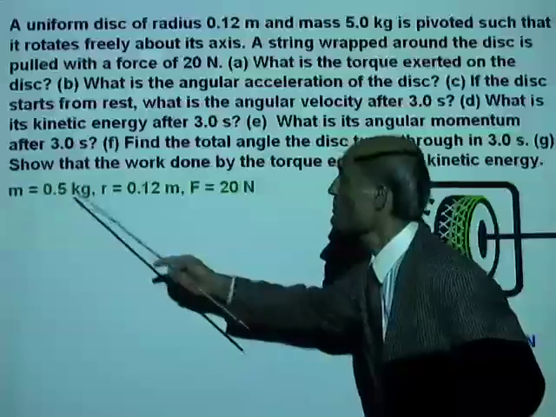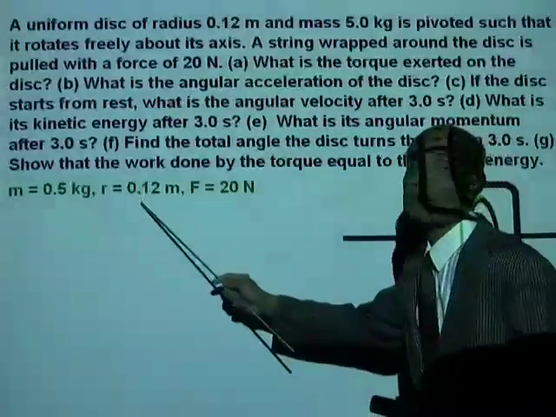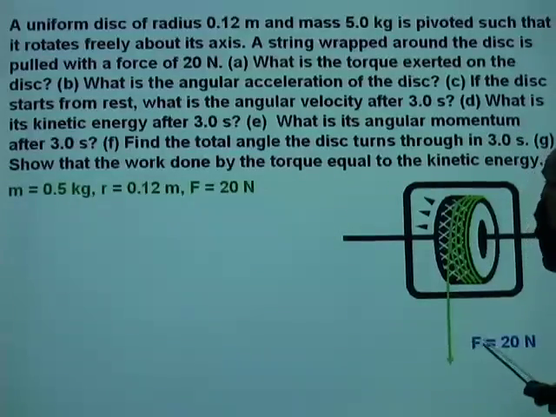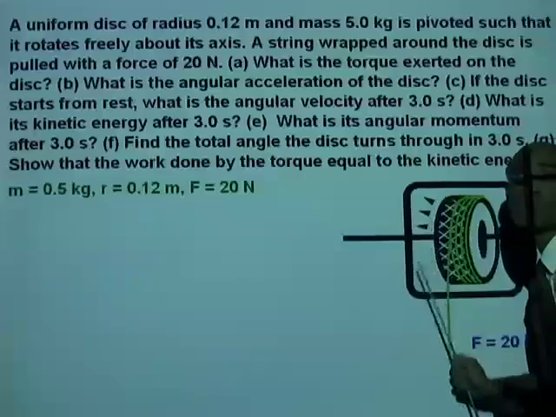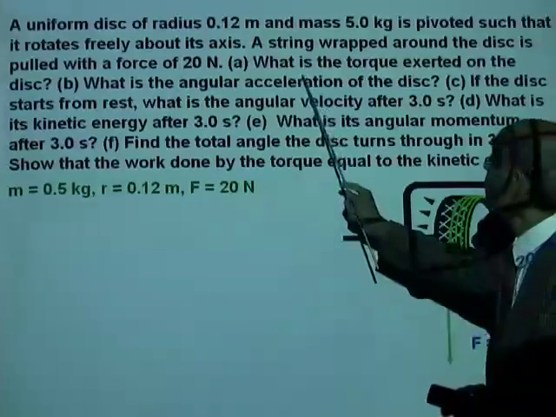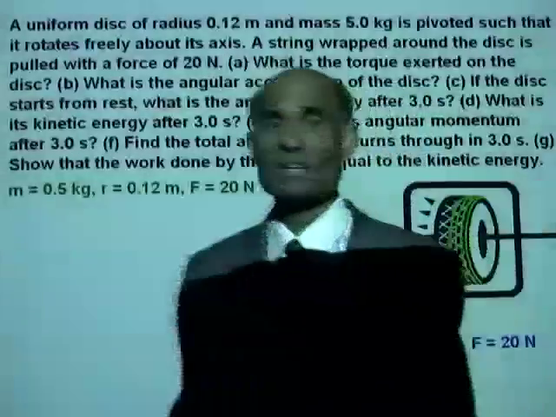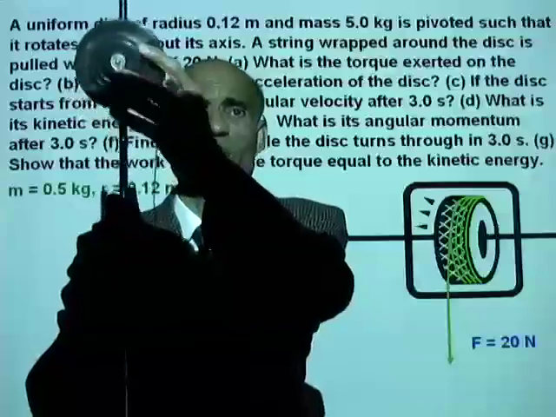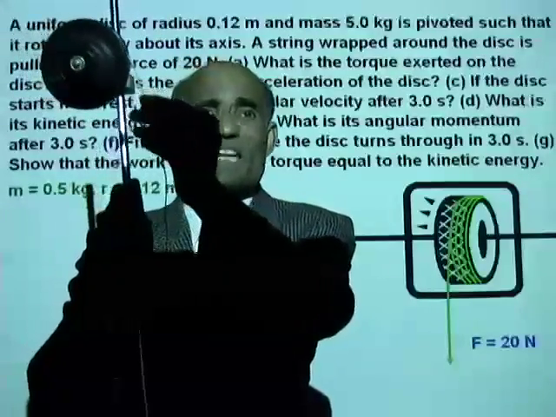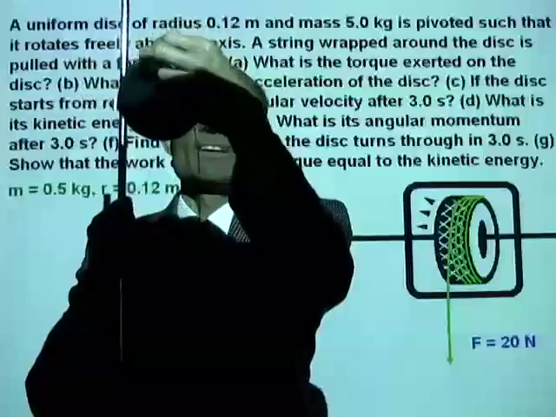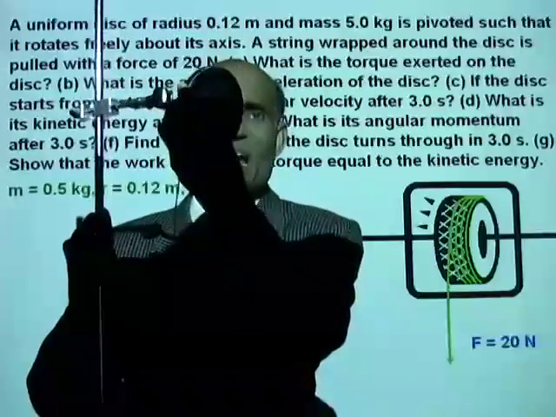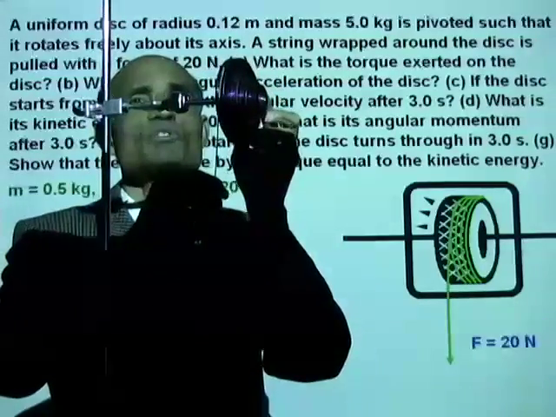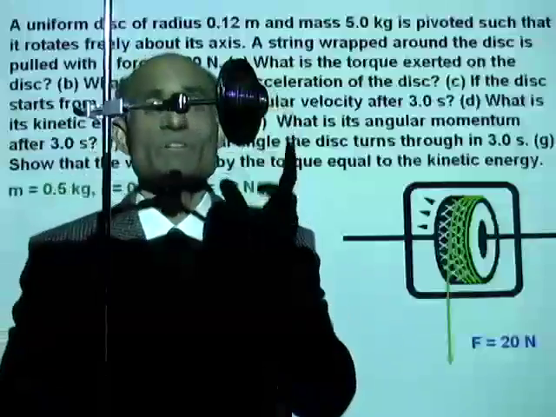Now, the mass of the disk is 5 kilogram, the radius of the disk is 0.12 meter, and a tangential force of F equal to 20 Newton is applied on the disk. This is the first thing. What is the torque exerted on the disk? Well, I showed you earlier that if you have a disk like this and you apply a tangential force, the torque of that tangential force will be the force multiplied by the radius of the disk.